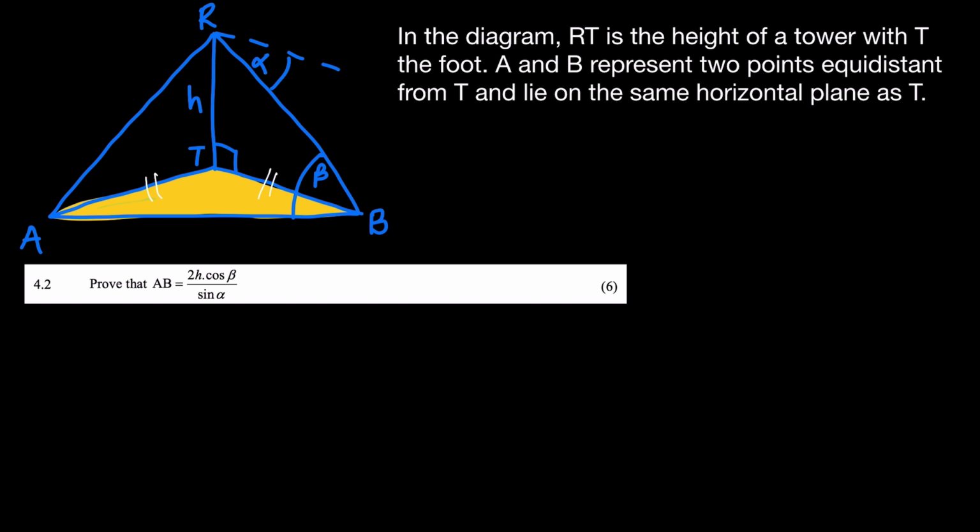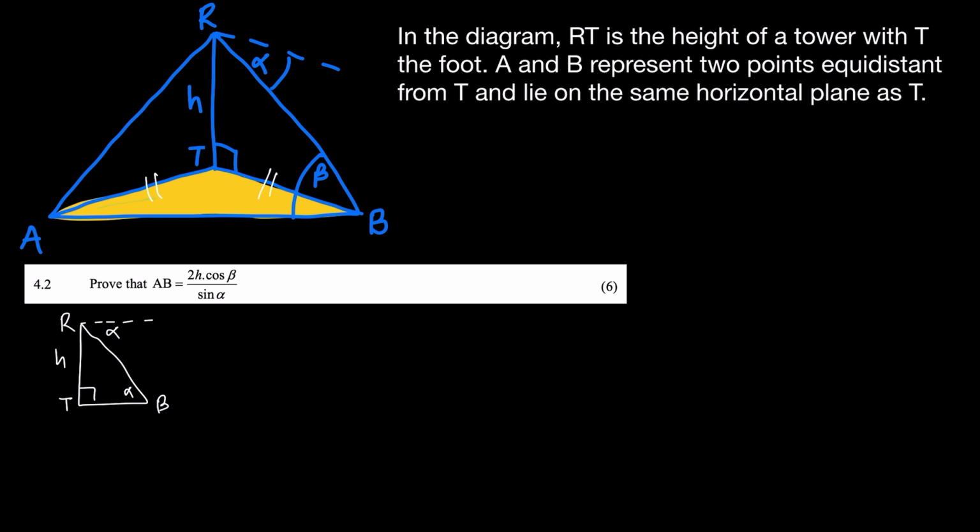The next question, question 4.2. Prove that AB is equal to 2h cos beta divided by sine alpha. Now to solve this question, we should start with triangle RTB. We've been given the angle of depression, and using alternate angles, we can then say that angle RBT in that triangle is also going to be alpha.